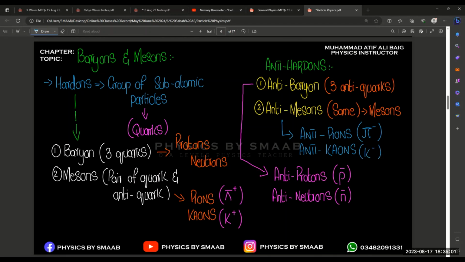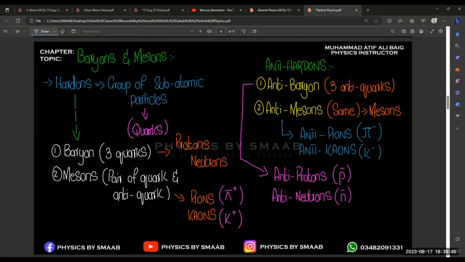All the concepts and all the names of the particles are new for the first time, so it takes time to write down their names and know about their categories. The concept is not much difficult, but it is a new topic, so it will take time to discuss all the particle names and all the specifications. So these are the categories of quarks, hadrons, and the leptons also, right?